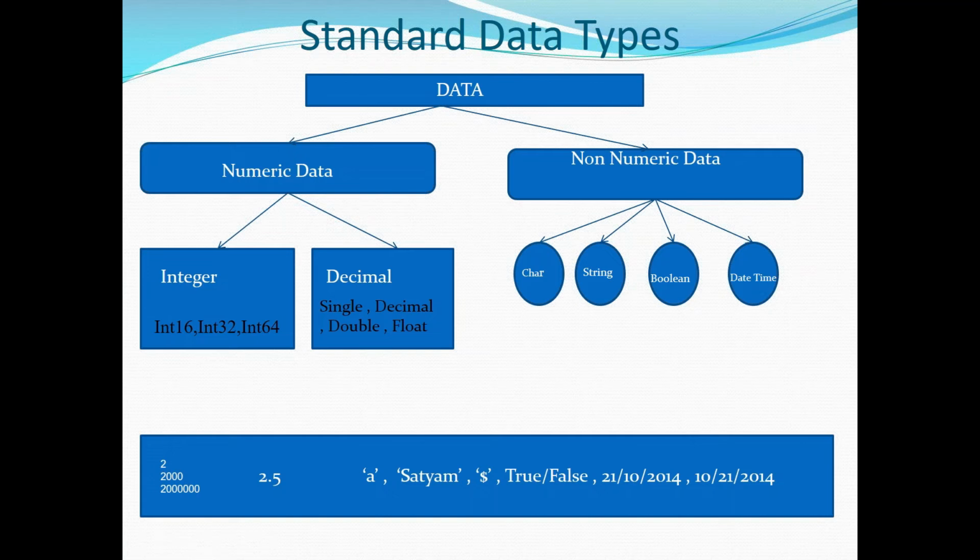When you talk about numeric data, numeric means numerals, numbers. So when you talk about numbers, you will find different types of numbers in mathematics. Let's say 2 and 2.5. What is the difference between these two? 2 doesn't contain decimal part, but 2.5 contains decimal part. So there is some difference between this number and this number.